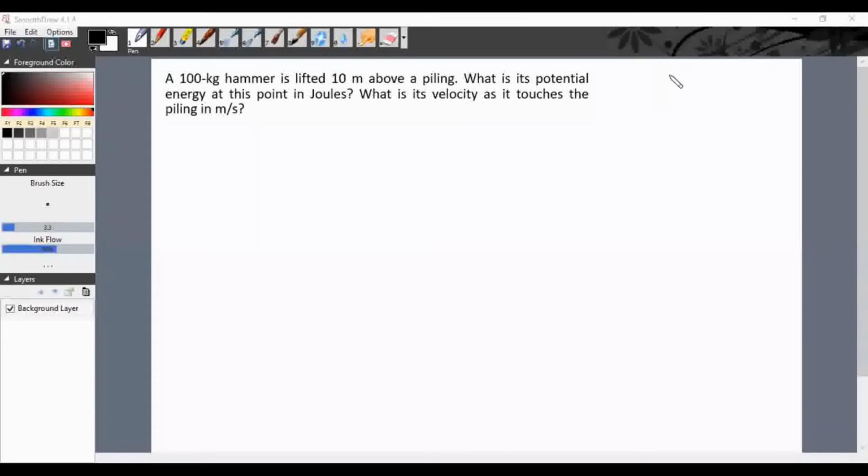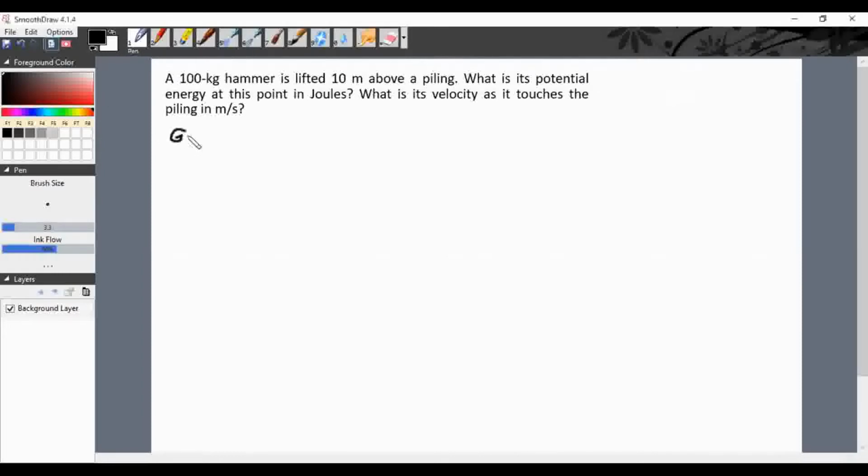Okay, so we have a 100 kilogram hammer lifted 10 meters above a piling. What is its potential energy at this point in joules? What is its velocity as it touches the piling in meters per second?